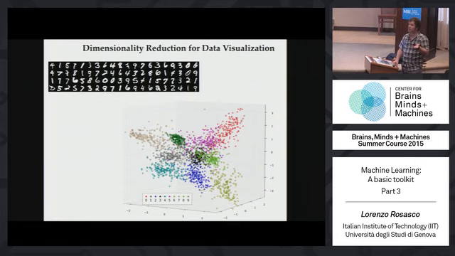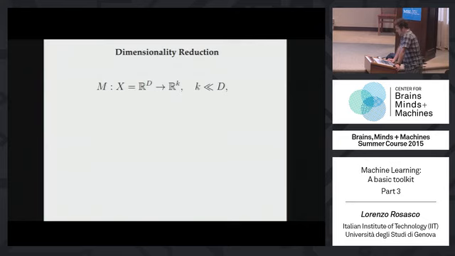Another reason you might want to do this is to reduce the dimensionality of your data just to compress them, or because you might hope that certain dimensions don't matter or are simply noise, and so you just want to get rid of that, okay? Because this could be good for statistical reasons.